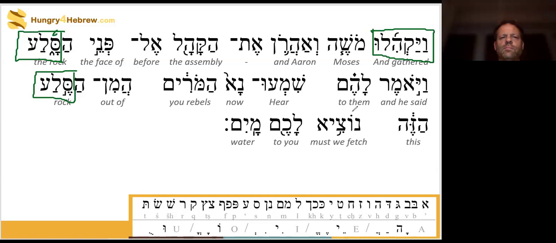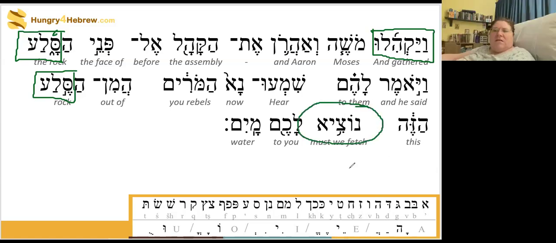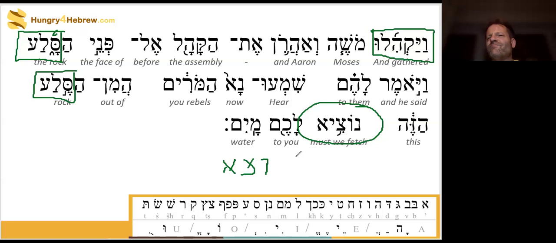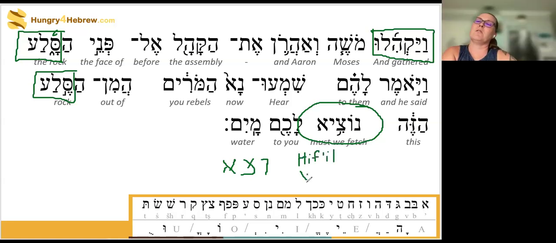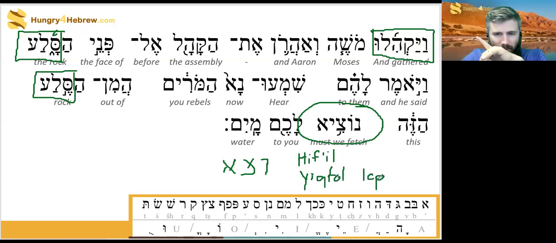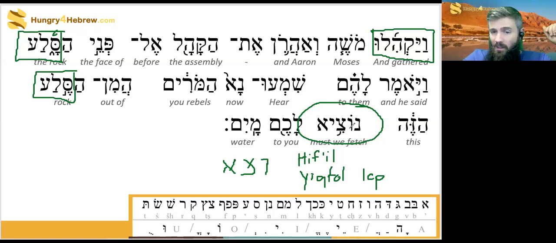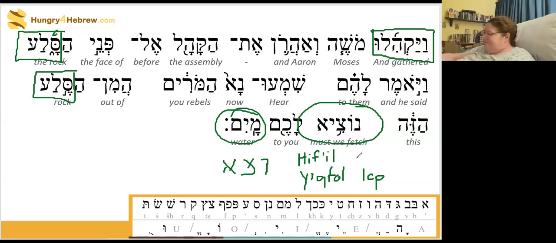What is notzi? The root is yatsa, originally watsa. Why is there a chirik yod and a holam vav? It is a yiktol with a noon yiktol prefix letter. With that holam, remember the awu sound turning into o? That's what happened here. Instead of nautzi, it becomes notzi. We will cause, hifil, to go out for you all water. We'll bring some water out for you.